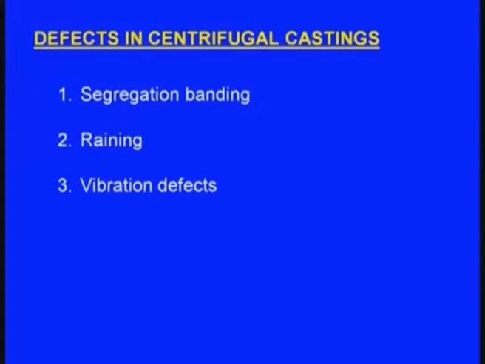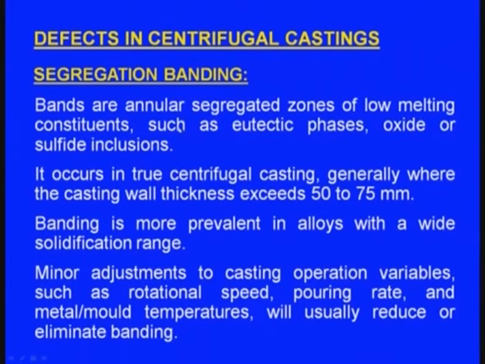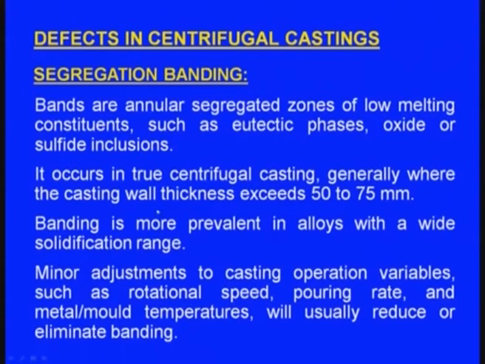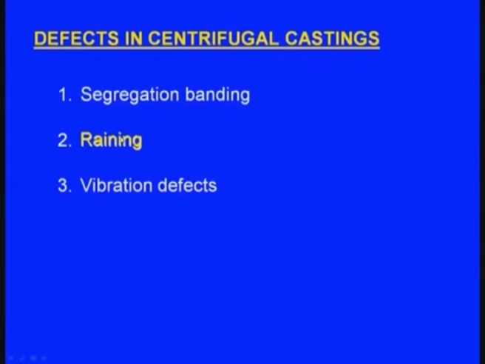Now, let us see the defects in the centrifugal casting process. There are three types of major defects in the centrifugal casting process. One is segregation banding, second is raining, third is vibration defects. First, let us see the segregation banding. Bands are annular segregated zones of low melting constituents such as eutectic phases, oxide or sulfide inclusions. It occurs in true centrifugal casting generally where the casting wall thickness exceeds 50 to 75 millimeters. Banding is more prevalent in alloys with a wide solidification range. Minor adjustments to the casting operation variables such as rotational speed, pouring rate and metal mold temperatures will usually reduce or eliminate this defect.